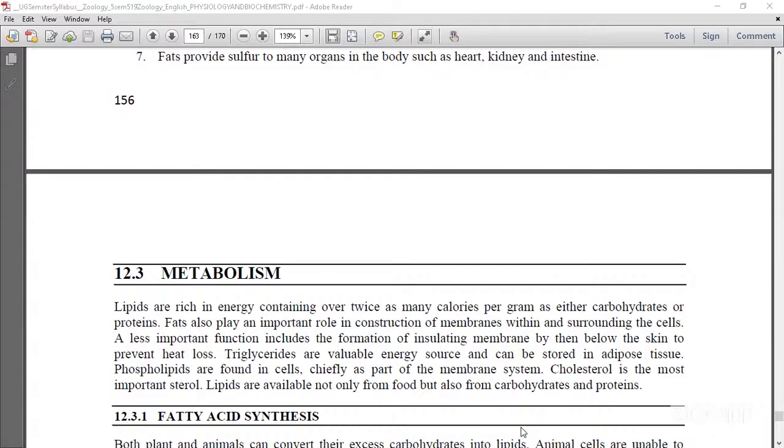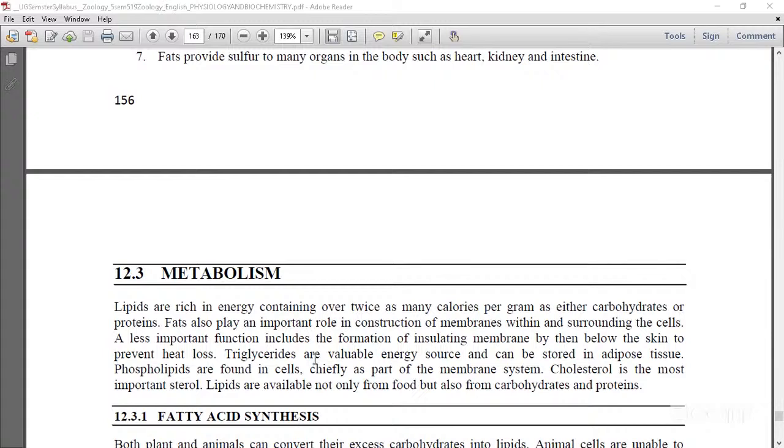A less important function includes the formation of insulating membrane under the skin, which prevents the heat loss that we already discussed. When coming to cholesterol, yes, definitely it is a chief part of the membrane system.